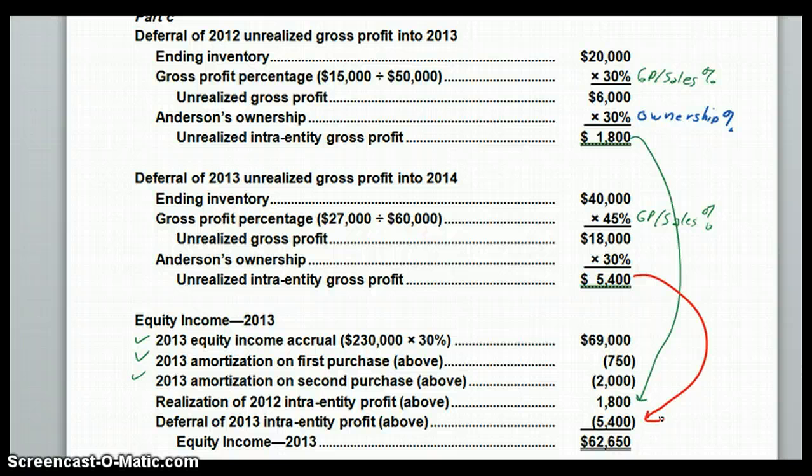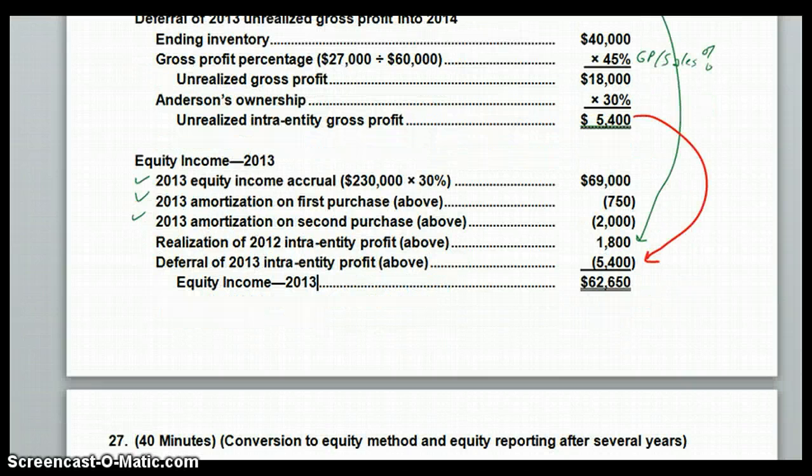There's $18,000 in gross profit left in remaining inventory in Behringer, but we only own 30%. So when you figure out how much to defer, you're looking at the remaining inventory times the gross profit percentage of sale times the percentage of Andersen's ownership. So there's three things that interact: the ending inventory remaining at Behringer, the gross profit as a percentage of sales sold to Behringer, and Andersen's ownership percentage. So that is how this problem would get a little trickier. And then you're done.